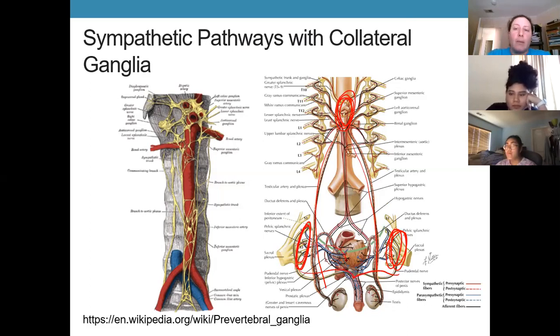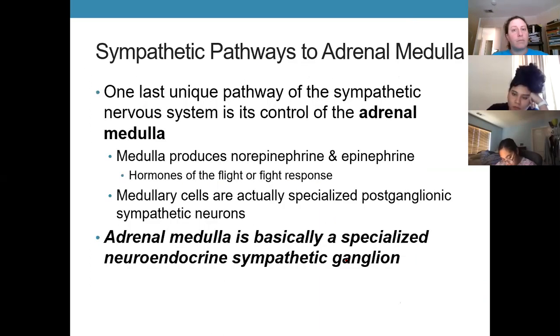Okay, so we don't need to know the details of this anatomy, but just kind of trying to explain that there's a lot of different pathways these guys take, which makes everything a little extra confusing. But regardless of the pathway, there's always 2 motor neurons. So there's the preganglionic and the postganglionic, regardless.